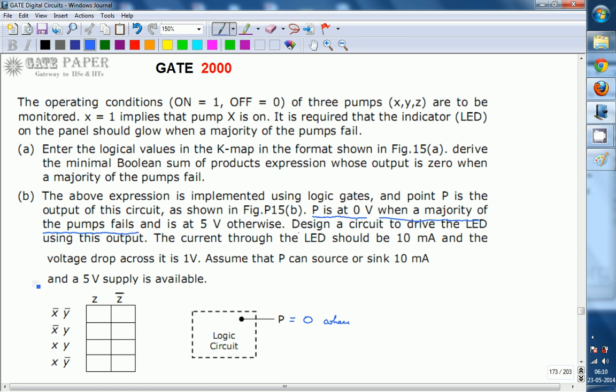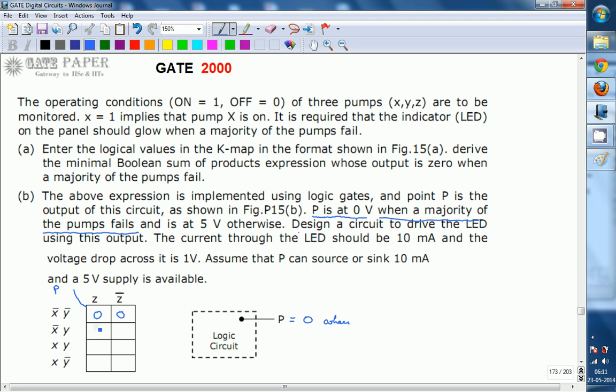0 implies nothing but complement. Whenever there are 2 complements or 3 complements in the minterm, that is the failure condition. So that is where you have to place 0, and otherwise 1 has to be placed. So we are writing this K-map for P. This first one, x bar y bar z: both x and y are zeros, so the pump fails. And x bar y bar z bar, pump fails.